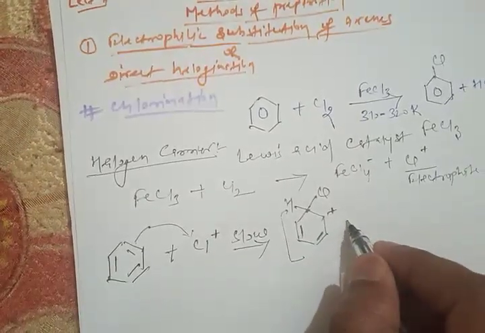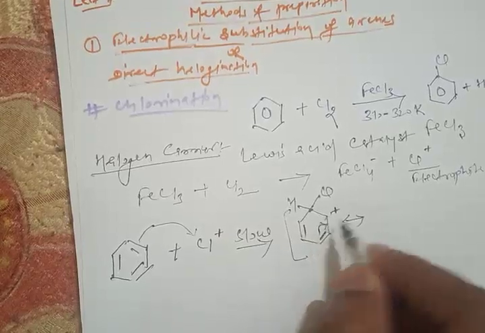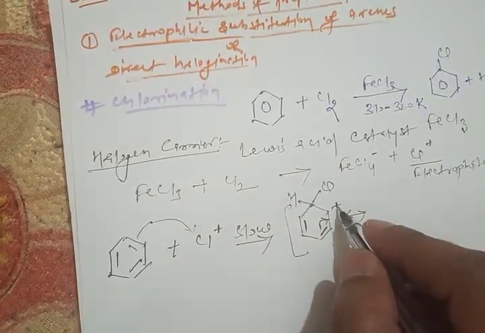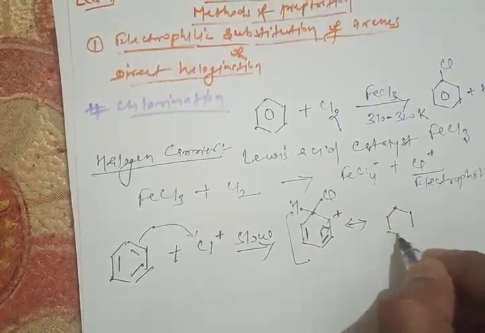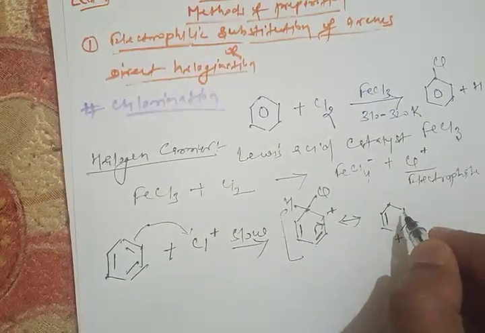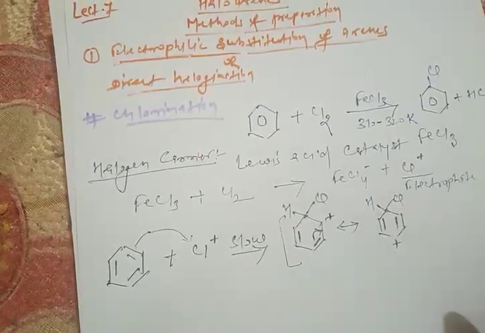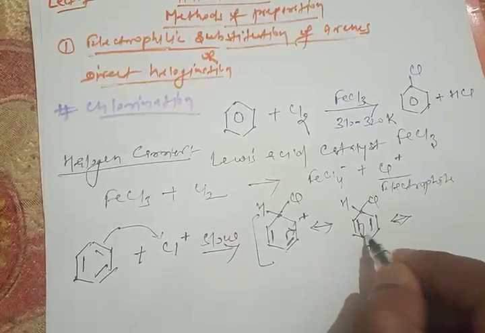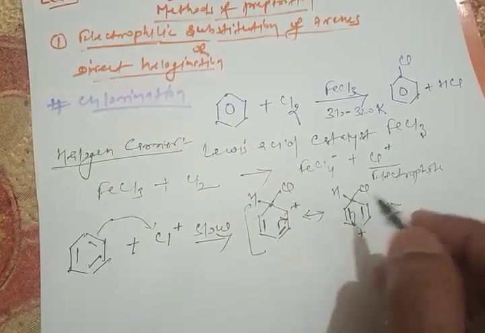Then the resonance is stabilized, so this will go to this side. Again the direction of the arrow is a negative charge, so this will be neutralized and this will get a positive charge. Here we have a positive charge, here we have a pi bond, then another pi bond, then H, and then Cl. Then again in the next phase this goes to this side, so this will neutralize this plus charge and here we will get a positive charge.